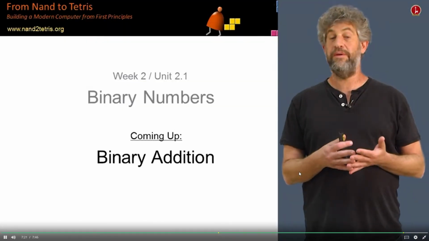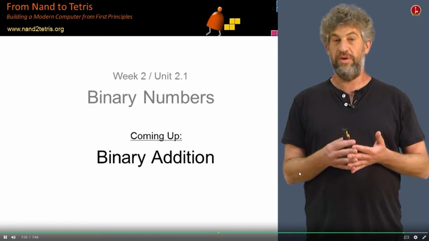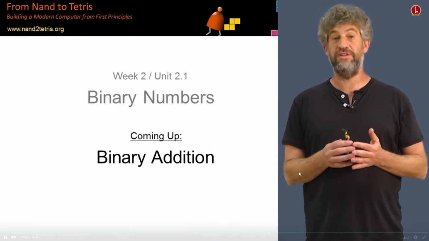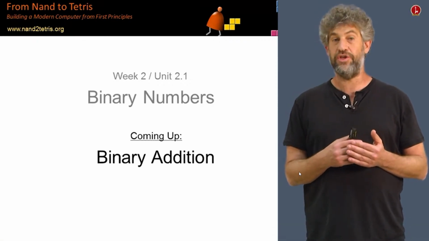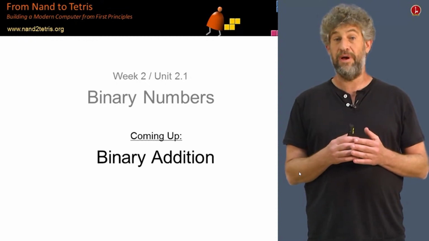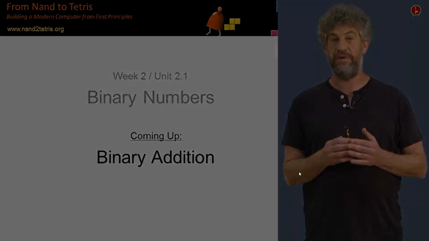This concludes this unit where basically we discussed how you can represent integer numbers within a binary system. In the next unit, we're going to discuss how we can perform arithmetic operations, in particular addition, on these represented binary numbers. Once we get that under our belt, we will go back and discuss the issue of negative numbers in unit 3.